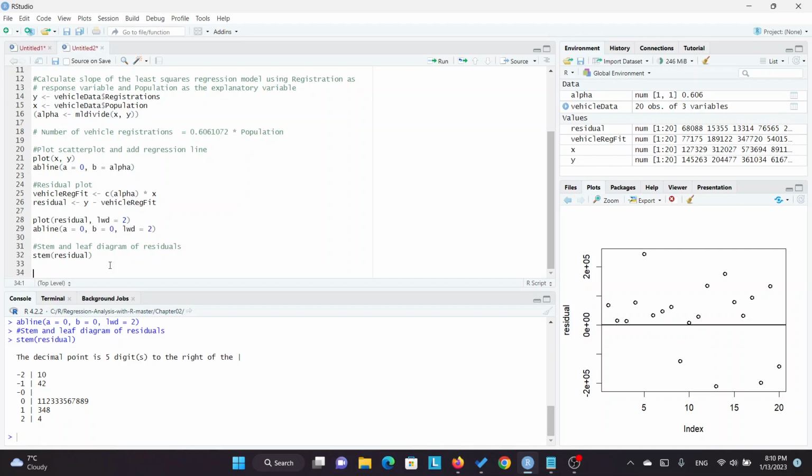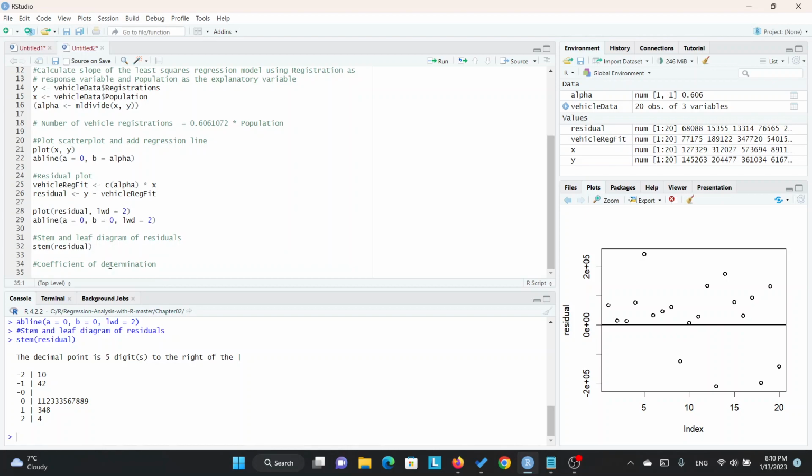Okay. Now, that's the visual way of making sure that our model properly fits our data set. Another thing we can do in order to see how good our model fit is, is calculate the coefficient of determination. So we're going to calculate the coefficient of determination, and the way we do it is we're going to name it RSQ1.